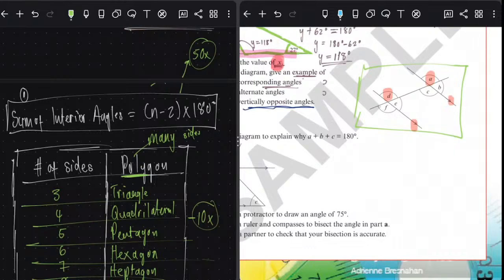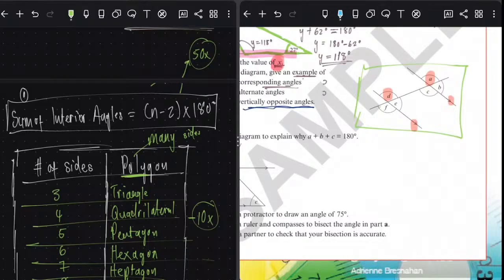Which other angles are corresponding? B and C. No, this one I want from Victorson. Victorson, which ones are corresponding? Which ones are what? Which ones are corresponding? And tell me why.